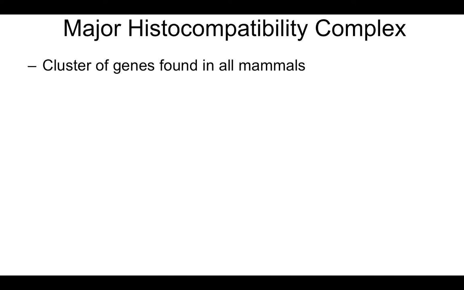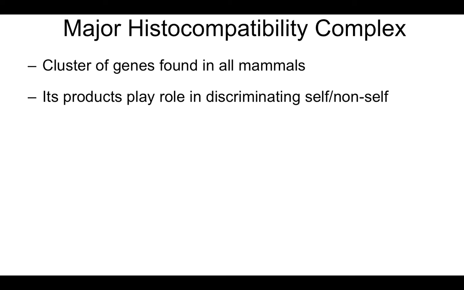Major histocompatibility complex is the complex that helps to discriminate between the self and the non-self antigens and to fight against the non-self antigen without acting on the self antigens. It is basically a cluster of genes that are found in all the mammals. Its products help to distinguish between the self antigens and the non-self antigen such that the non-self antigens can be eliminated from the body without causing any harm to the body.